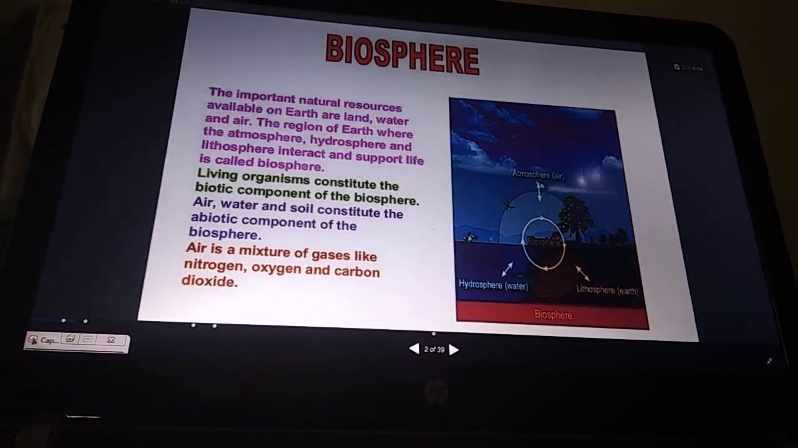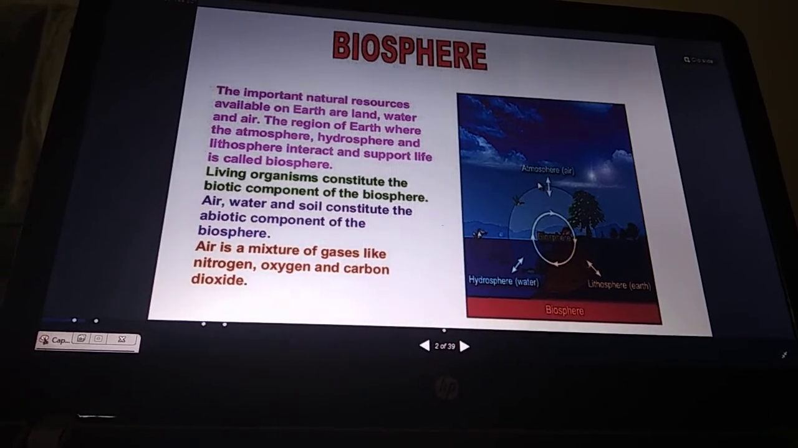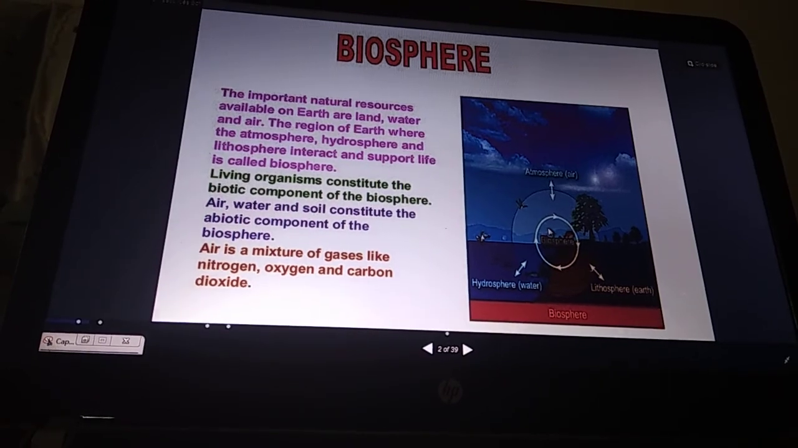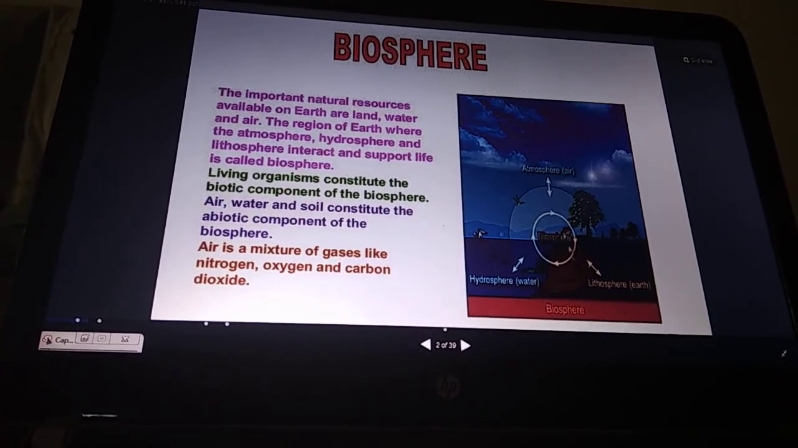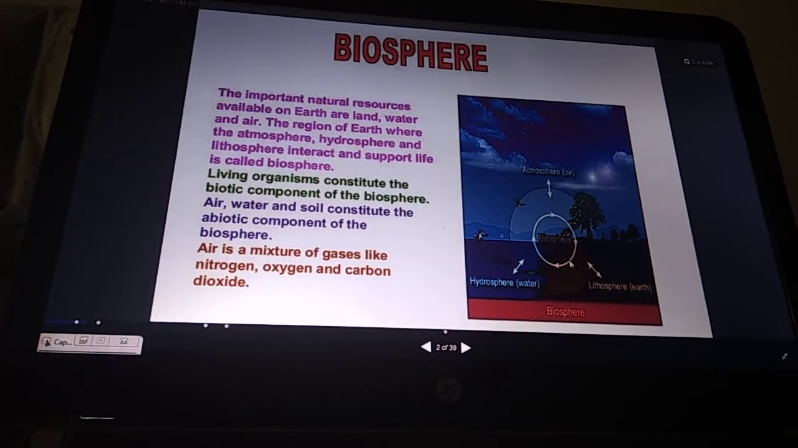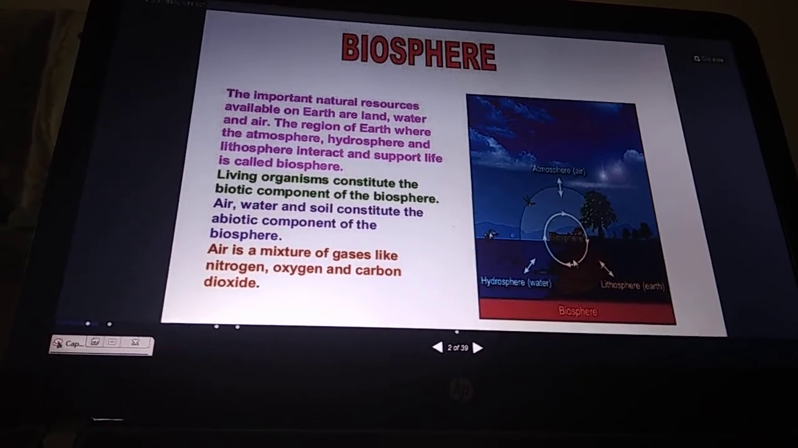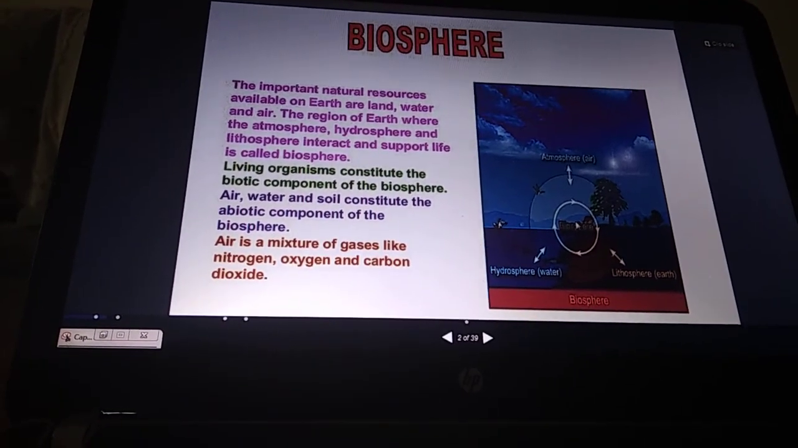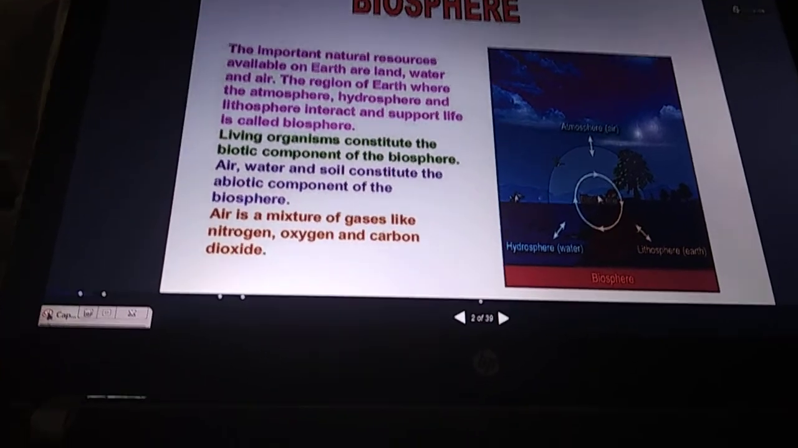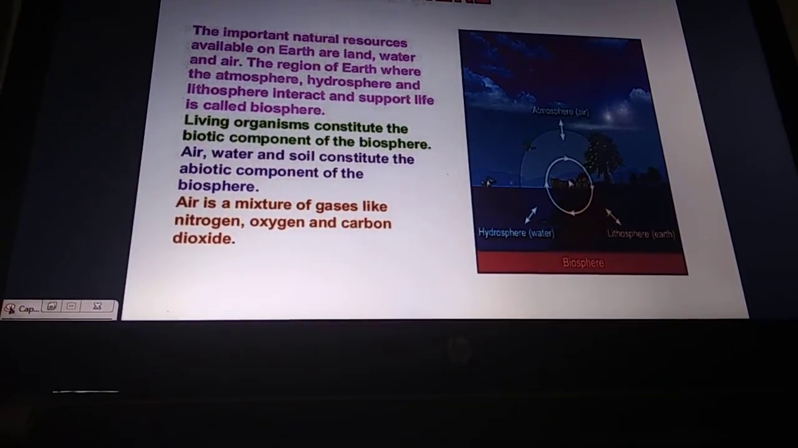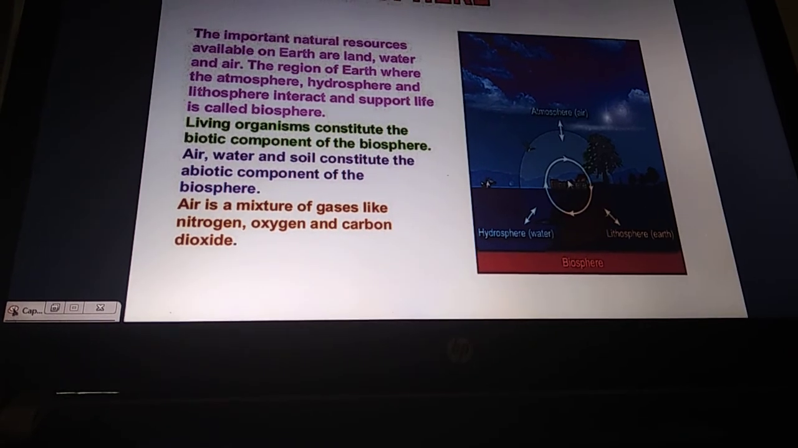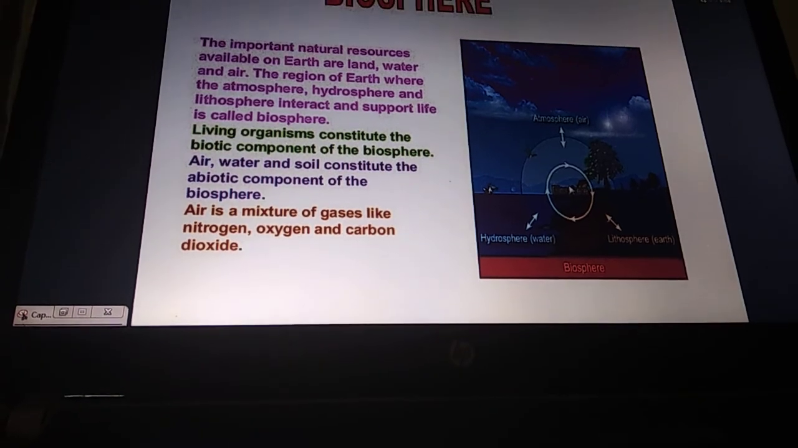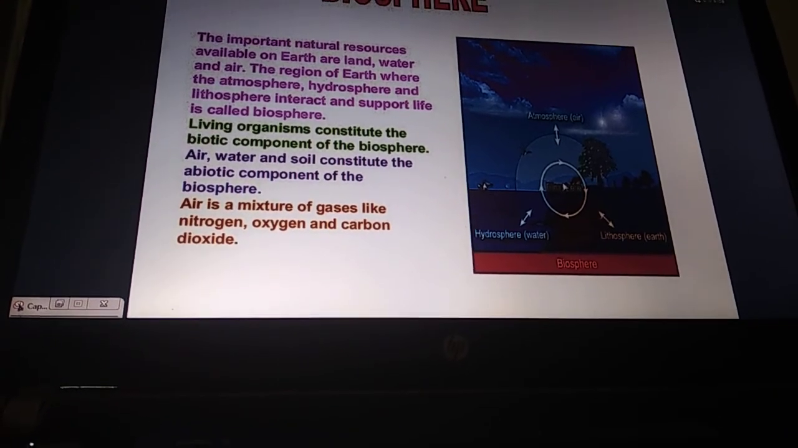Then the gaseous part is known as the atmosphere. The region where all these three interact: atmosphere, lithosphere and hydrosphere, ये तीनों जहाँ पे इंटरेक्ट करते हैं, that is known as the biosphere. Living organisms are present in the biosphere region. They constitute the biotic component of the biosphere. Air, land and soil, water, they constitute abiotic components of the biosphere.